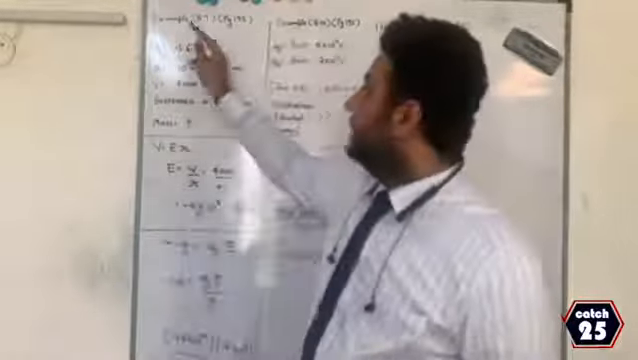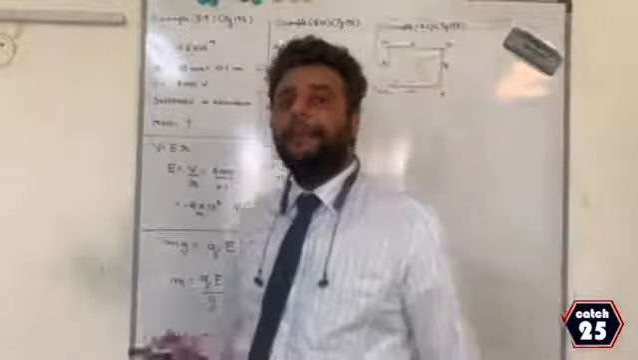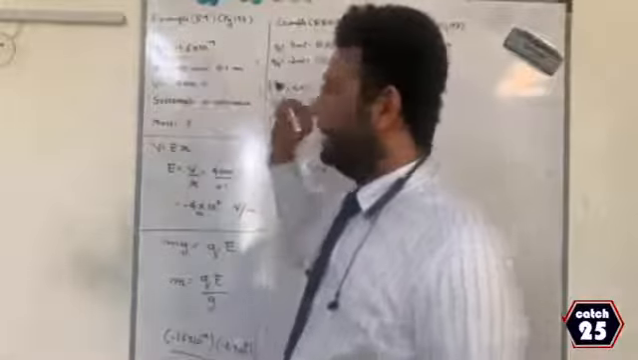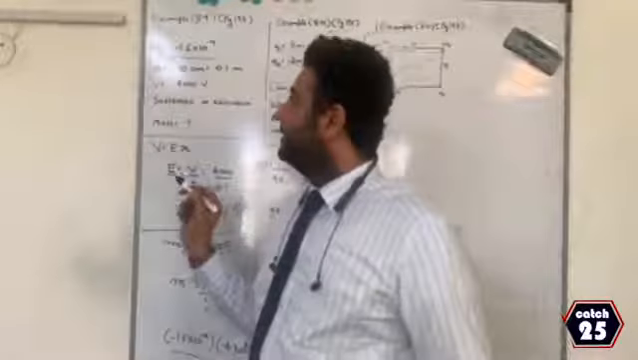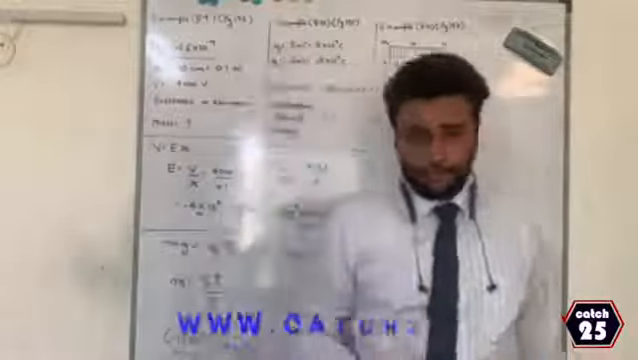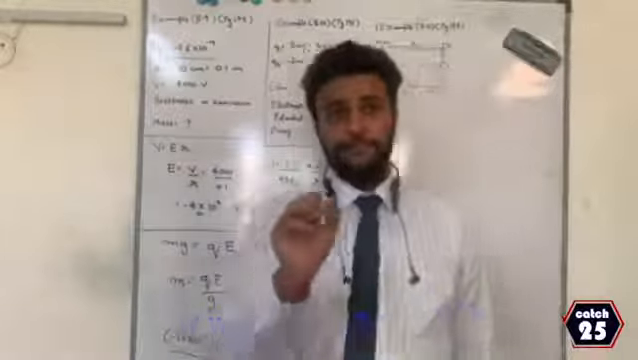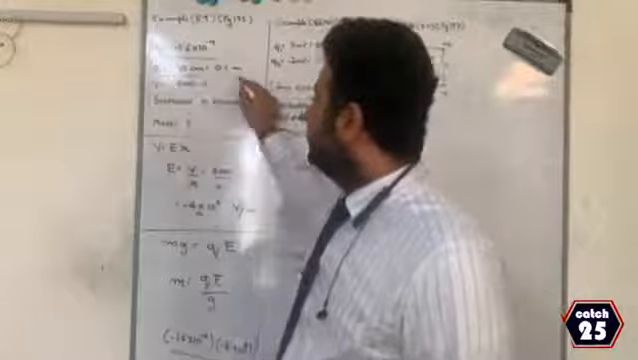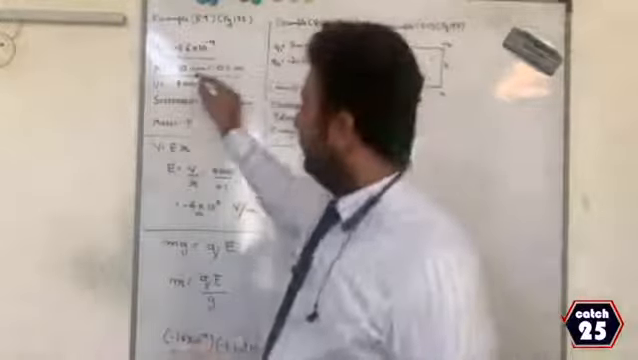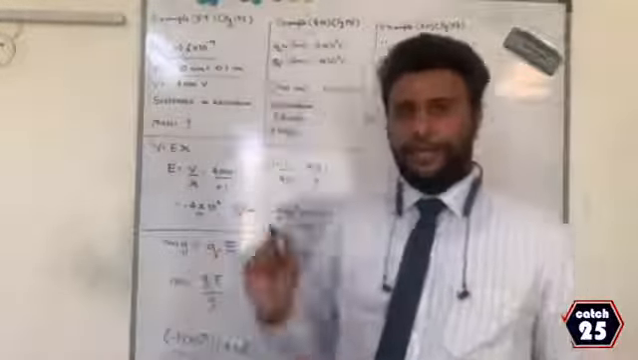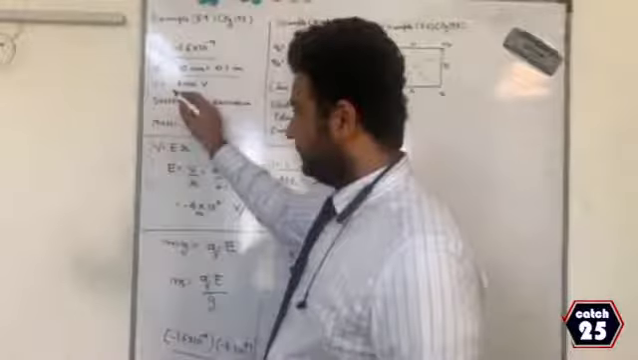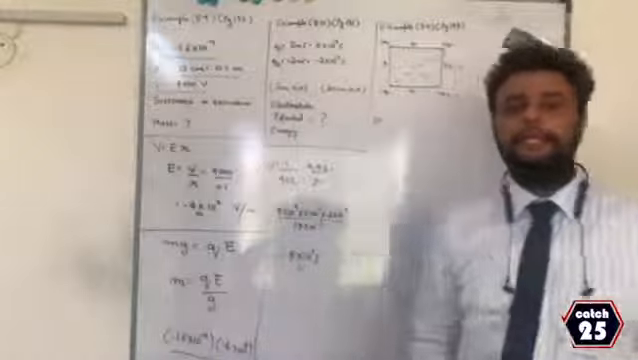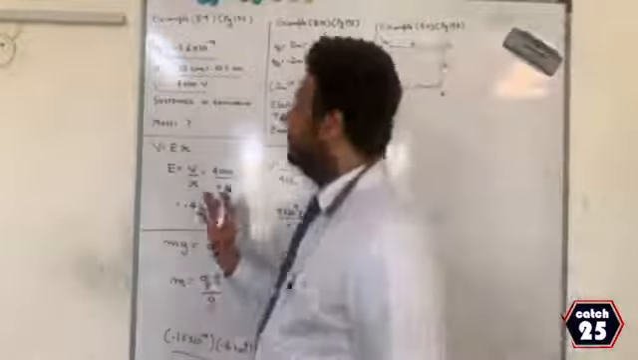If you look at example 8.9, page number 195, they have given a charge. If you notice, it is the charge of an electron, minus 1.6 into 10 power minus 19. They have said that it is at a distance of 0.1 meter. Actually, they have given 10 centimeter, but we take it as 0.1 meter. They have also given potential as 4000 volts.